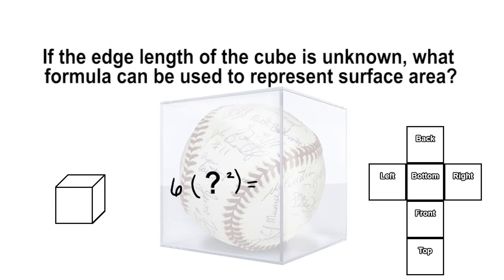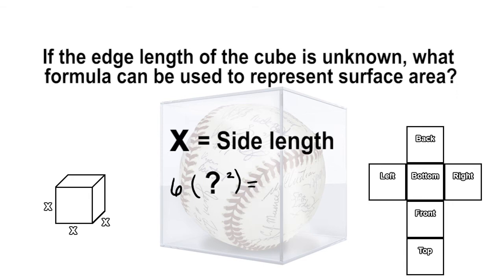What if the side length was unknown? Let's use the variable x to represent the side length. The same expression would have an x in place of the 3 1/10. The formula for the surface area of a cube is x squared times 6.